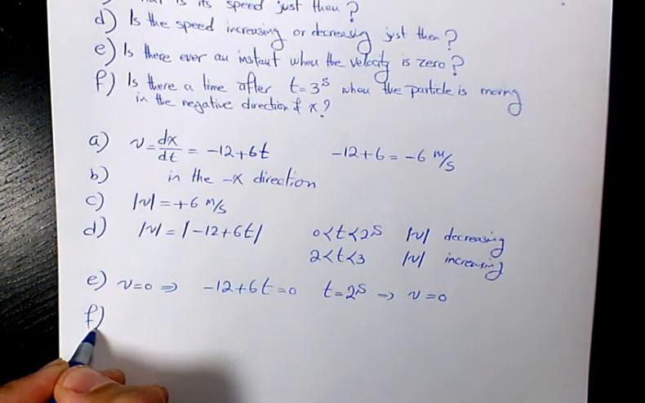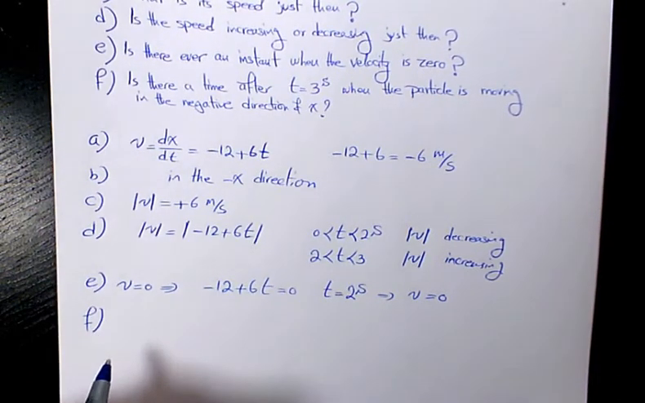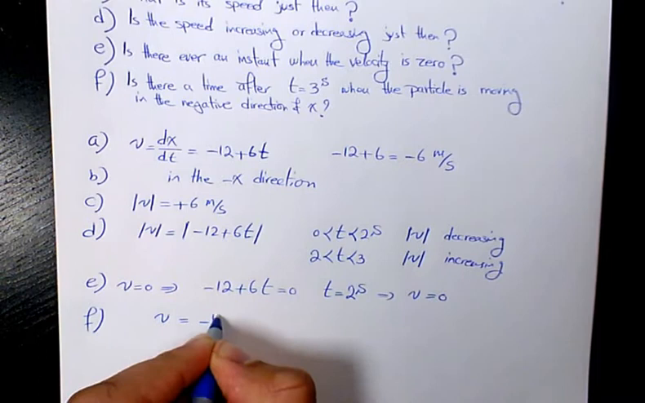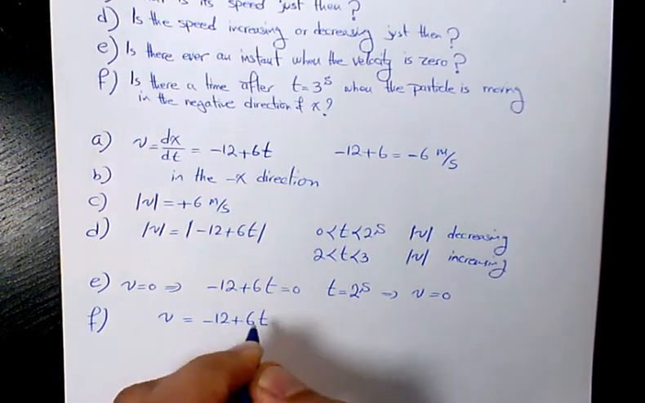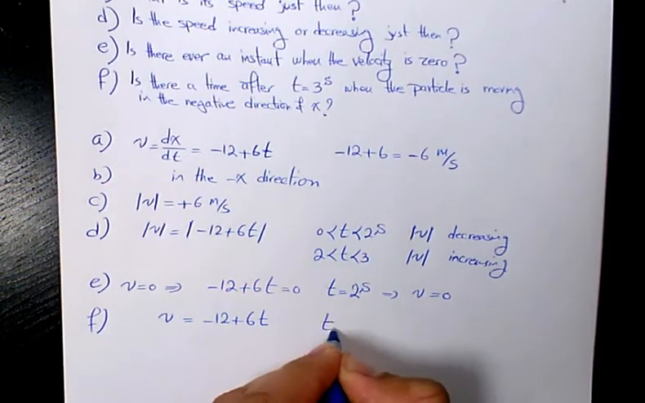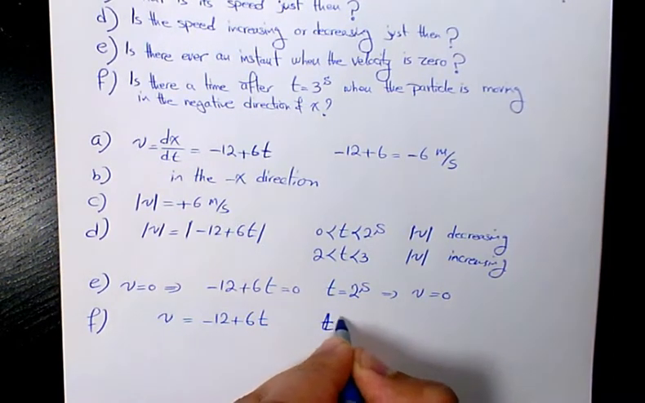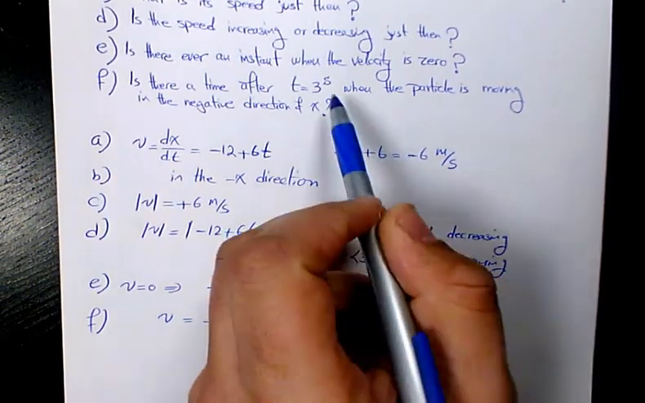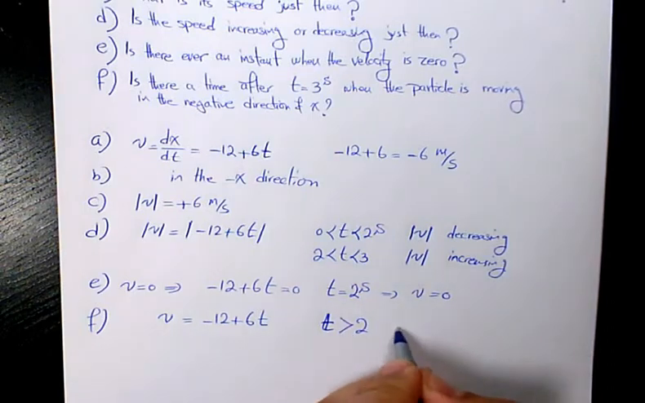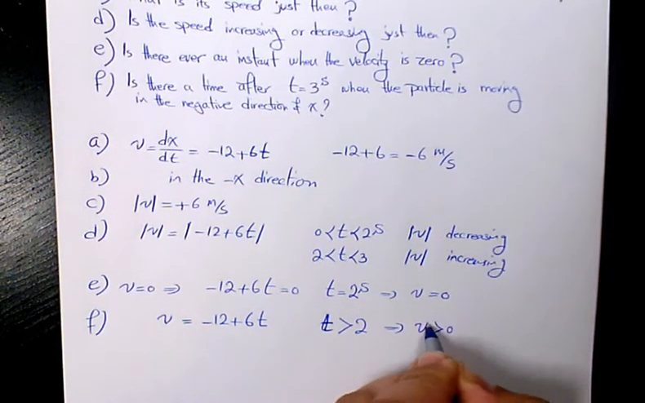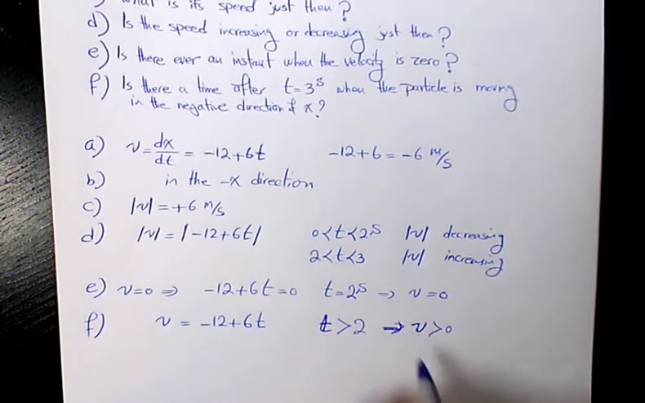F. It says, is there a time after t = 3 seconds when the particle is moving in the negative direction of x? It means, is velocity negative? We know velocity is negative 12 plus 6t. So we are talking about times greater than 2, or 3 and above. On all of this, velocity is not going to be negative. So the answer is no.